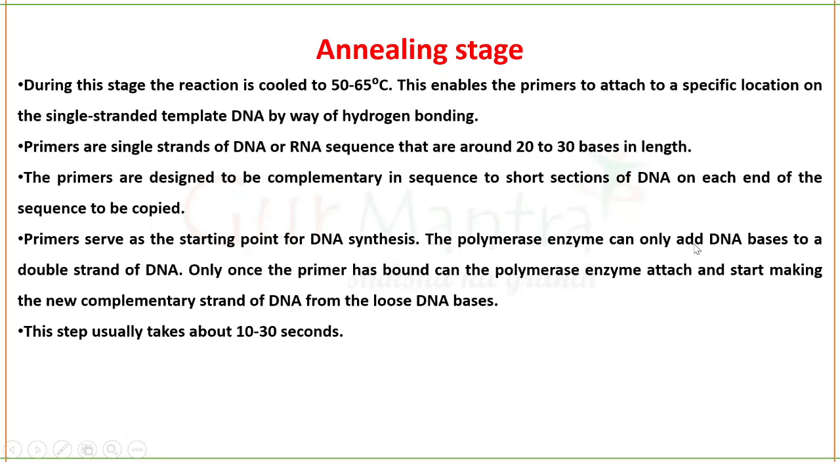The polymerase enzyme can only add DNA bases to double-stranded DNA. Since in the denaturation step we have created single-stranded DNAs, all the DNAs are now single-stranded, and it requires a double-stranded DNA to add the new bases. So how do we make it double-stranded, and how do we decide which particular sequence of DNA has to be replicated? That is where your primers come into play. When a primer binds to your gene of interest in the template strand, it becomes double-stranded, but not completely. At that particular gene of interest region alone, it will be double-stranded.